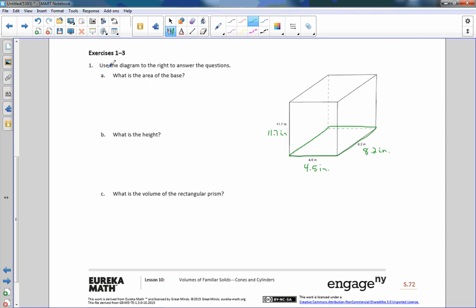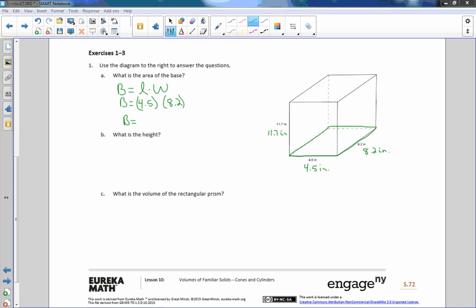Okay, so use the diagram to the right to answer the questions. What's the area of the base? Well, the area of the base is going to be represented by the letter B for base, and it equals length times width. So always write a formula first. Substitute in the givens. The length is 4.5 inches, and the width is 8.2 inches. So the base is the product of these 2 numbers.